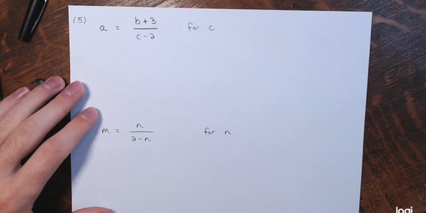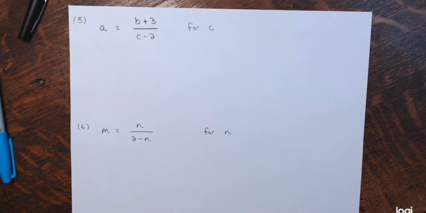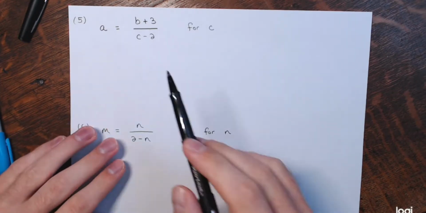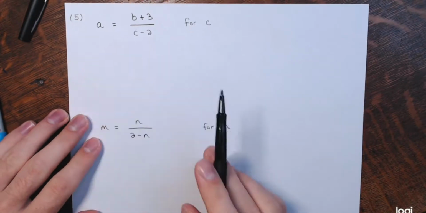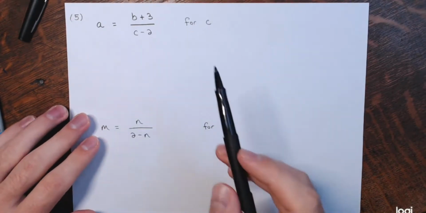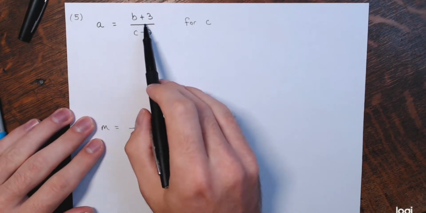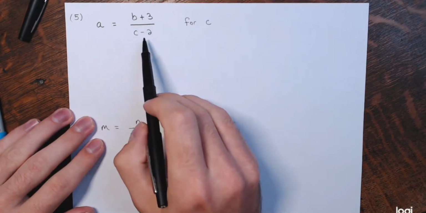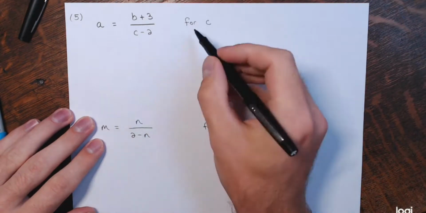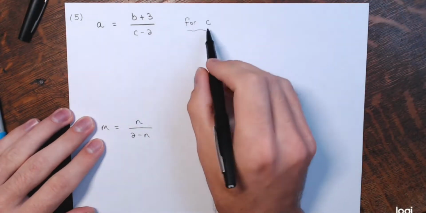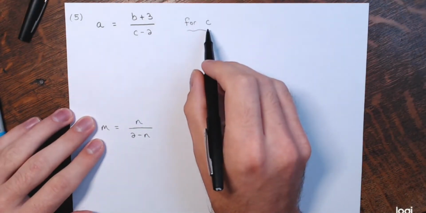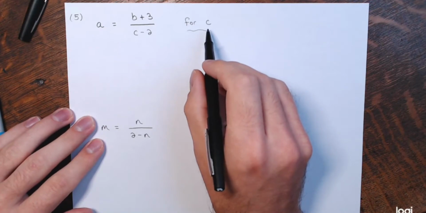Okay, same steps every time. Example 5. A equals b plus 3 divided by c minus 2. And we're asked to solve for c, so I eventually want c equals, and then an expression without c.